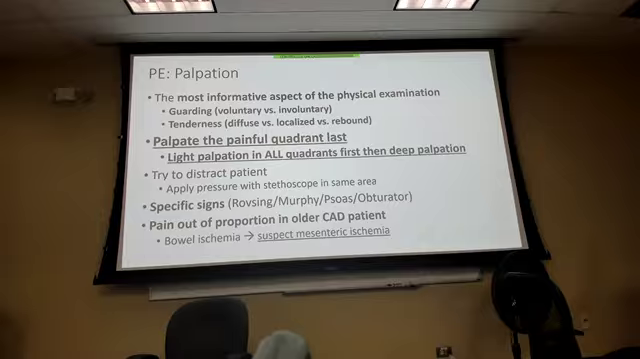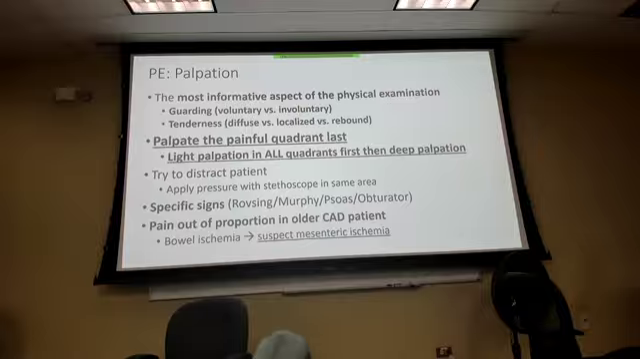Looking for specific signs: Rovsing's, Murphy's, psoas, obturator. You don't necessarily learn Murphy's in your Clin Skills 2, but where is it? How about McBurney's? Anybody remember McBurney's? Two-thirds, yeah. So you learn Murphy's. You don't learn McBurney's, which we'll learn when we do appendicitis. So McBurney's is you find your PSIS, your belly button, and then about two-thirds in, that's where McBurney's point is. Okay?